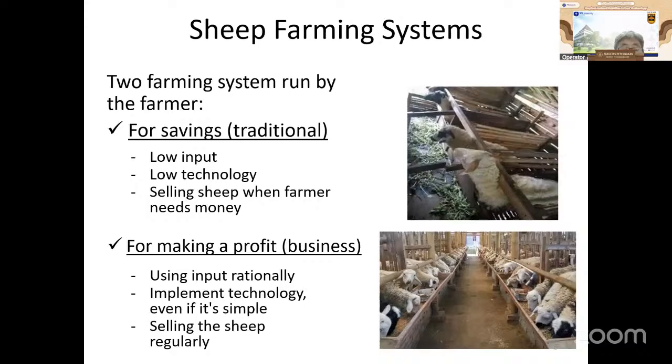There are two farming systems or objectives of rearing sheep run by the farmers: for saving as a traditional system, and for making profit or business. Rearing sheep for saving is characterized by low input production, low technology application, and selling sheep when the farmer needs money, independent of the price. Rearing sheep for making profit is characterized by using business input rationally, implementing technology even if it's simple, and selling the sheep regularly.